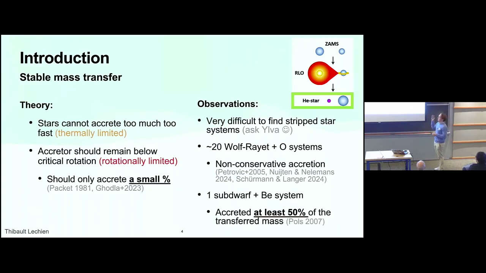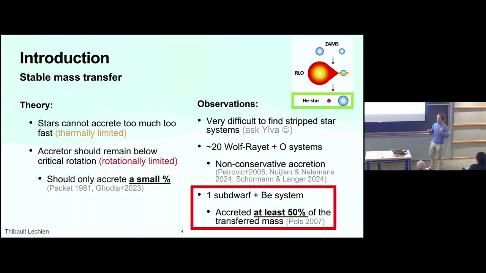However, up until a few years ago, there was this one subdwarf B star system that accreted at least 50% of the transferred mass. And so this was in strong tension with these models, and we can ask, well, is this an outlier or the rule? And I'm sorry to spoil it, but I'm going to make this tension even worse.